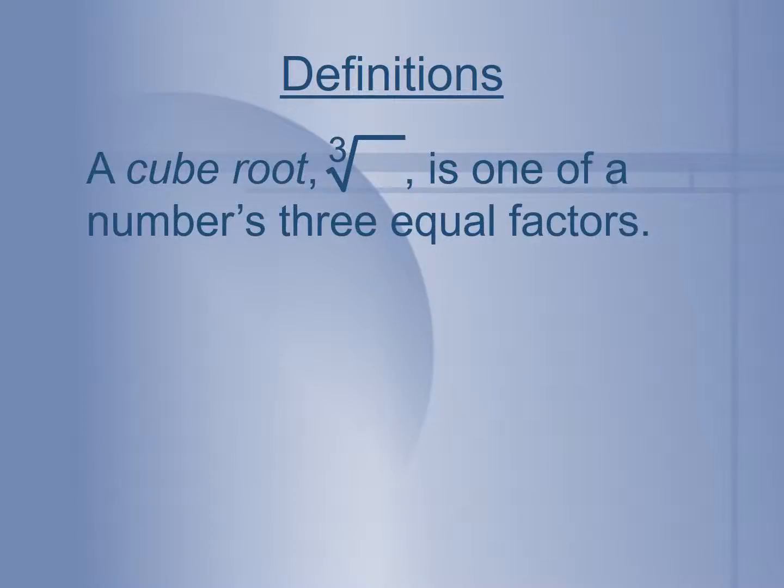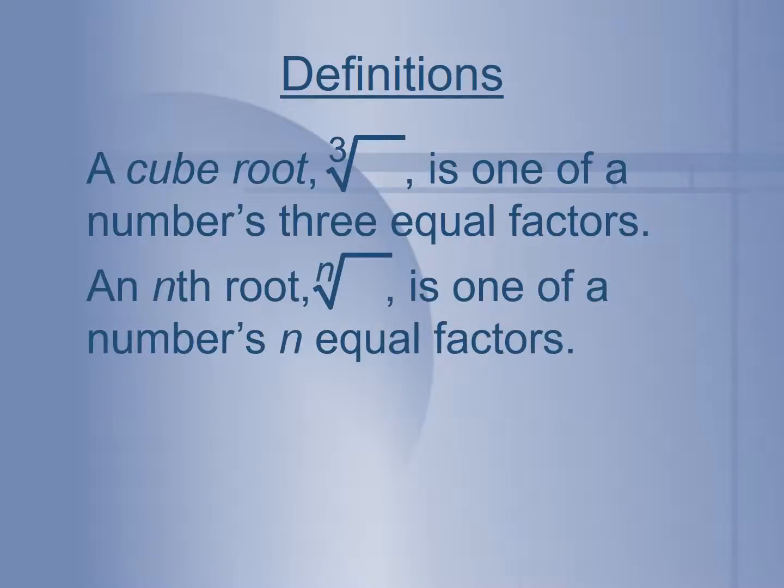So a cube root has the little 3 in the index, and it's one of a number's 3 equal factors. So a number times itself times itself. So again, it repeats 3 times, but it's equal. If you have an nth root, so you have an n index, it's one of a number's n equal factors.